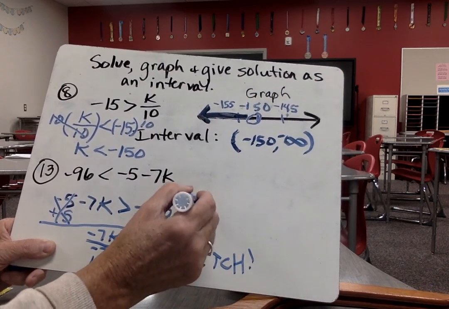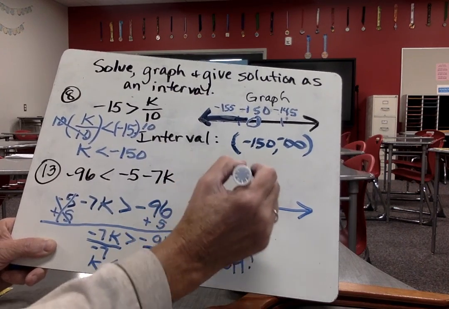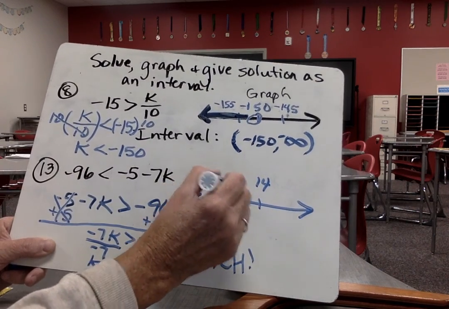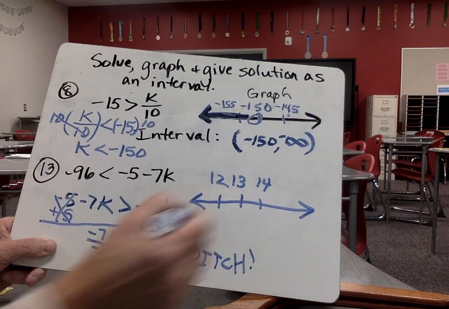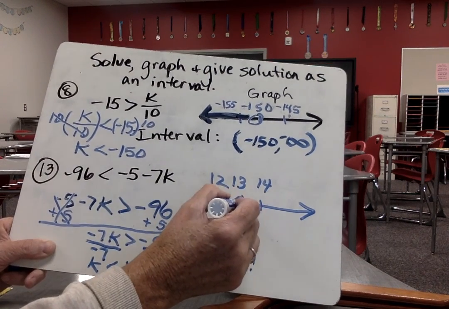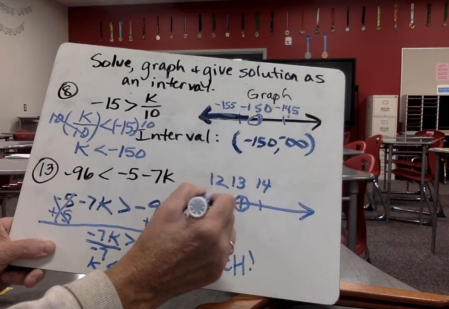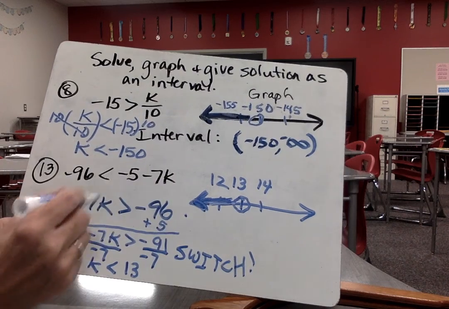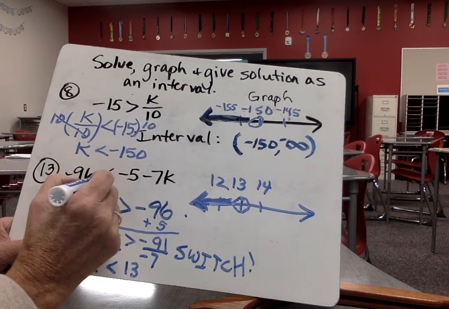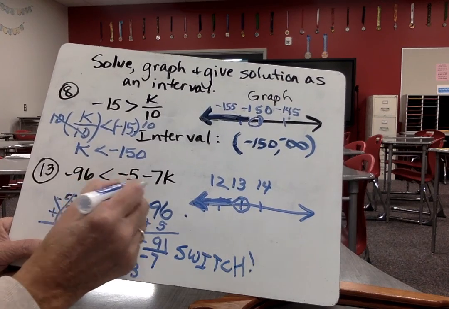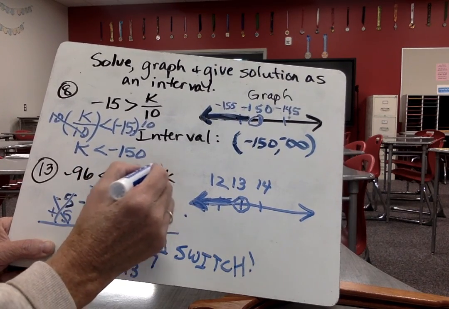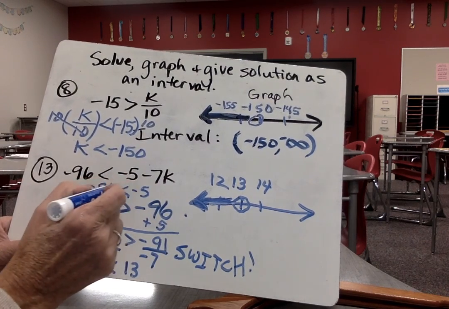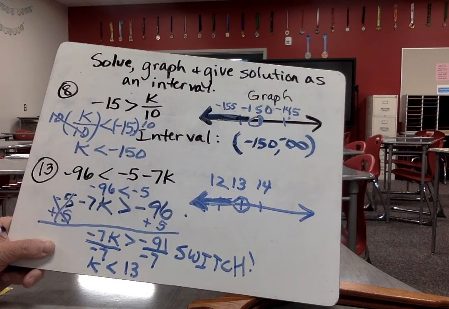Okay, so we have our number line. We go 12, 13, 14, and it's less than, so it doesn't have an or equal to, so it's an open dot, so less ink, and it's less than 13, so it goes this direction. And then 0 is down here, so we could plug 0 back into the original equation and ask, is -96 less than -5 minus 0? Is -96 less than -5? And yes, it is. So then you know you've shaded the right direction.